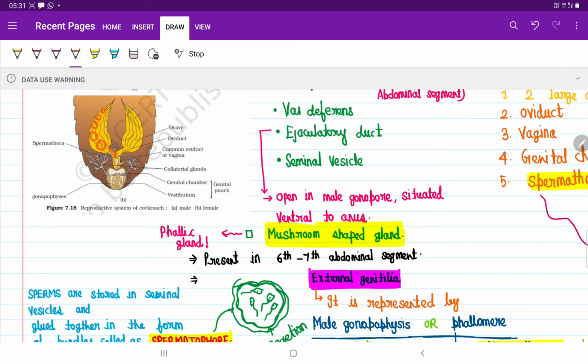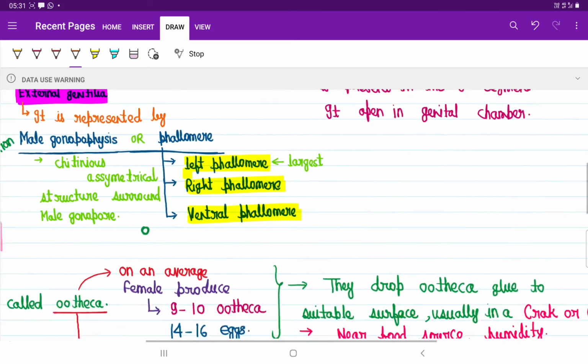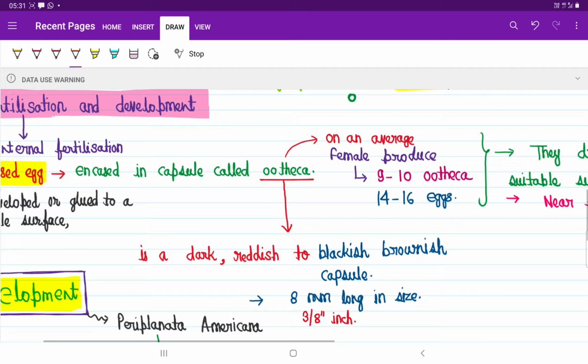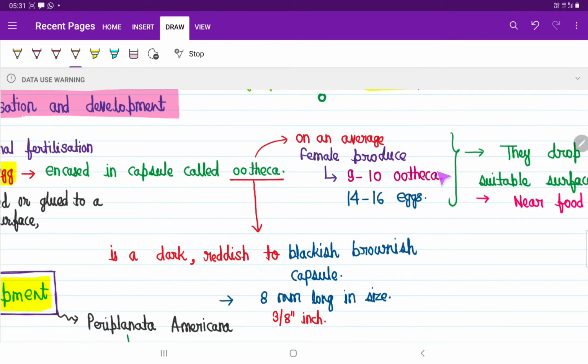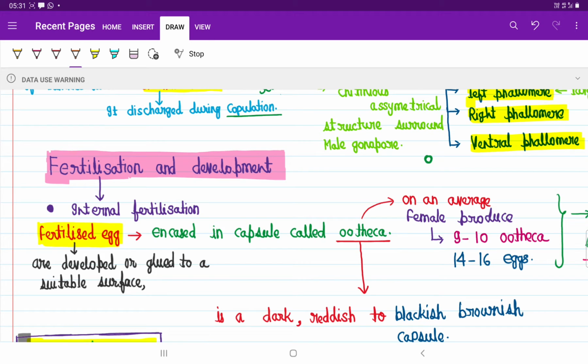The fertilized female gamete will be packed into a pouch-like structure that is called ootheca. What are we calling it? Ootheca. The cockroach releases 9 to 10 ootheca. Actually this ootheca is an egg case. In this egg case, fertilized eggs are present which are growing. The female releases 9 to 10 ootheca at once, and each ootheca has 14 to 16 fertilized eggs, right?